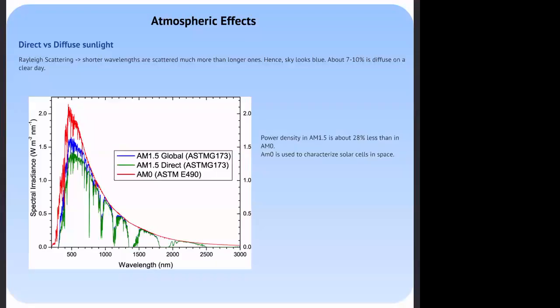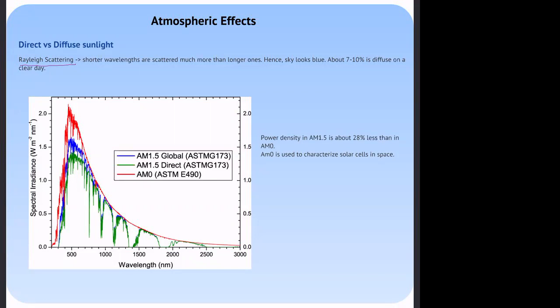As I said before, there's a difference between direct and diffuse sunlight. Diffuse light is because of something called Rayleigh scattering in the presence of clouds and water vapor and so on. Shorter wavelengths are scattered much more than the longer ones, which is why the sky looks blue. 7 to 10% is diffuse light.